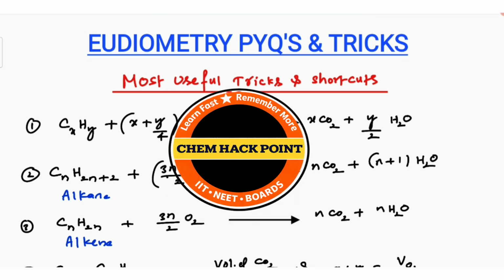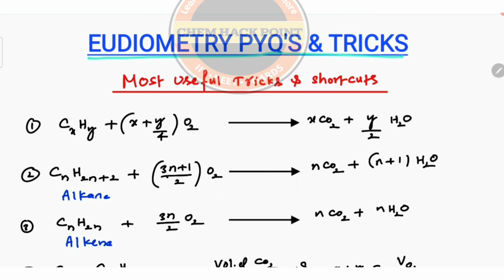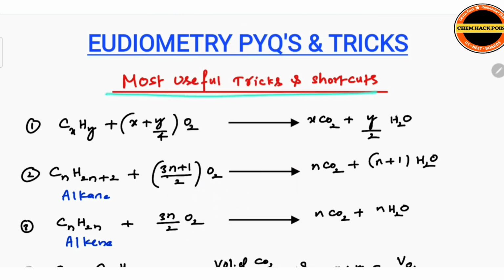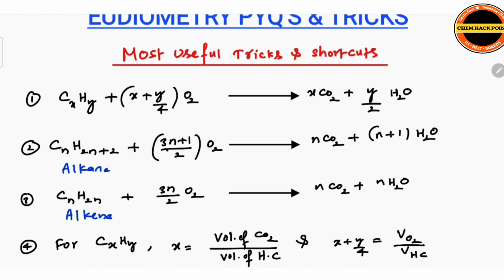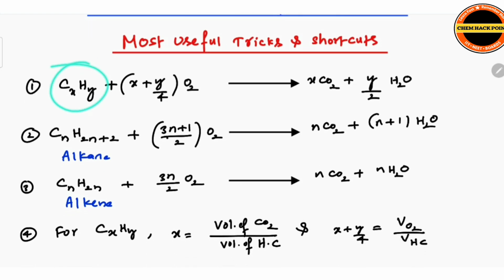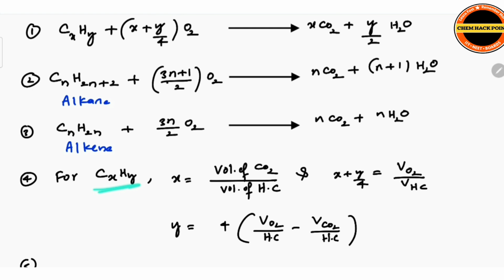Hello students, let us start. Eudiometry PYQs and tricks, most useful tricks and shortcuts for eudiometry question solving. See here, general hydrocarbon combustion: CxHy + (x + y/4) O2 gives x CO2 + y/2 H2O. General combustion reaction, you have to remember. Alkane combustion also given here. n is equal to number of carbon atoms. Alkene combustion given. For CxHy, it is the most important trick used to solve many questions.